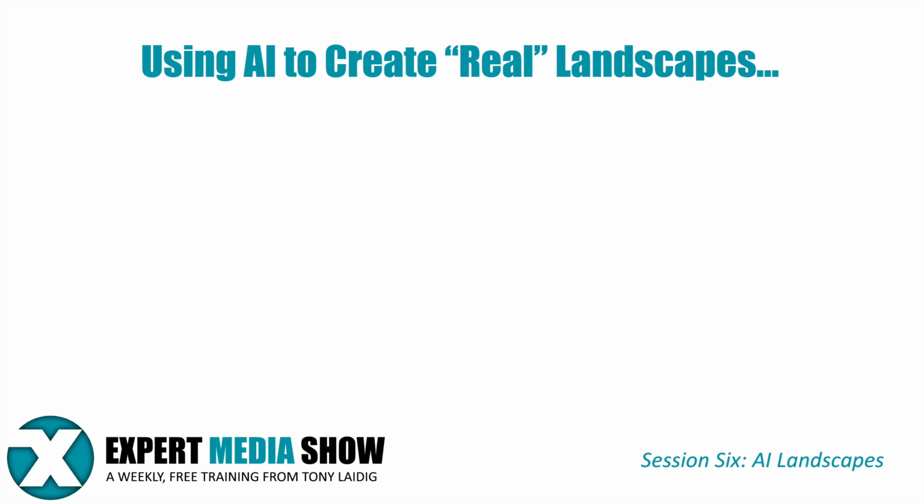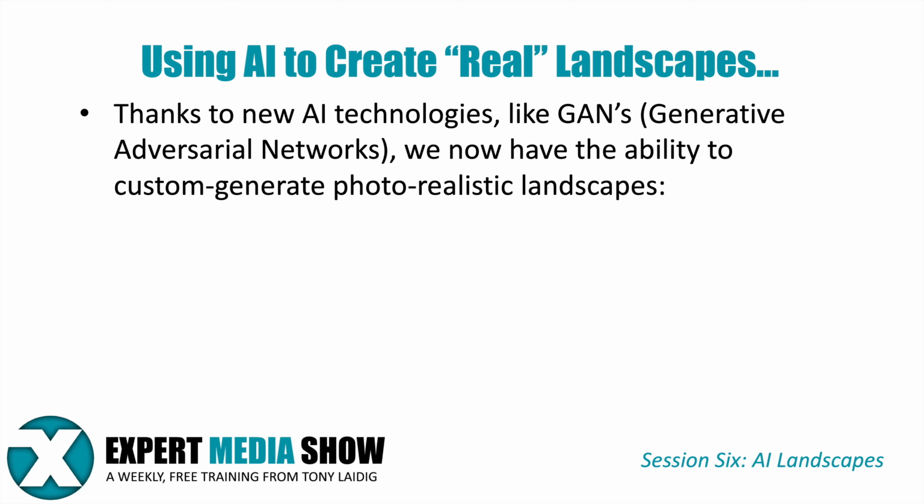So thanks to new AI technologies like GANs, which stands for Generative Adversarial Networks, we now have the ability to custom generate photorealistic landscapes. It's a mouthful. And I don't want to take a lot of time here getting into all the tech side of it. I actually explained it in the training that we taught last year, but it's pretty amazing how this is evolving.